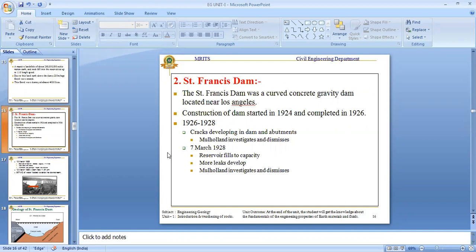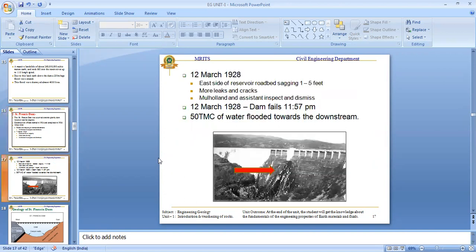So this is the St. Francis Dam. This is the Gravity Dam. It was constructed in 1926, and it failed in 1928. The reason is leakages. Leakage in the machinery released the water in a sudden movement. So the jet of water is released from the dam by the leakages, and that will be eroded in the dams. You are seeing the details of the particular dam.